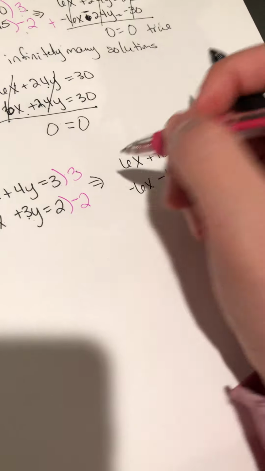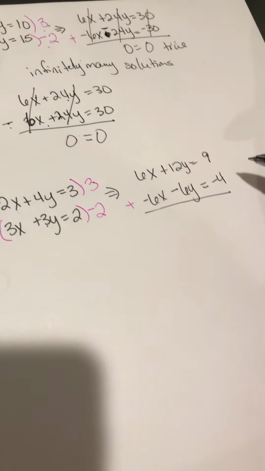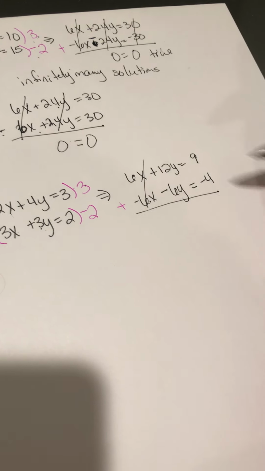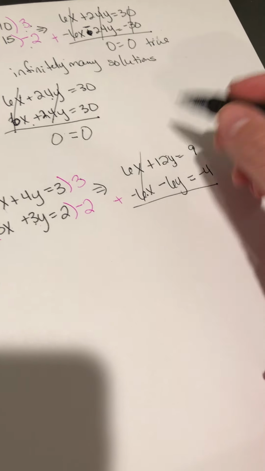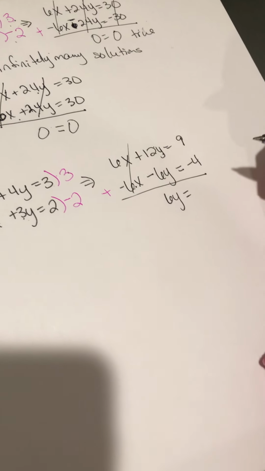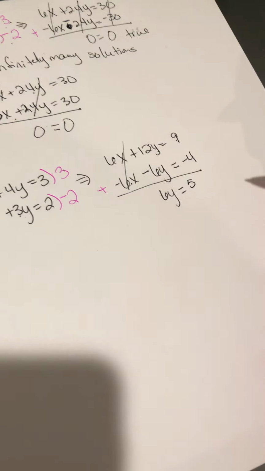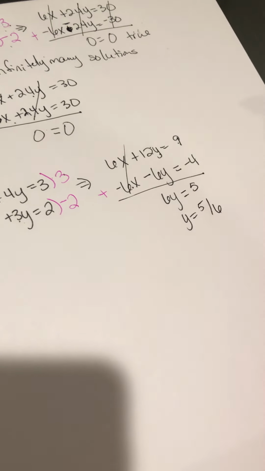Okay, so then I'm going to add, since I did multiply by the negative to get the opposite signs. 6x plus negative 6x is gone, which is what we wanted. 12y plus negative 6y, 12 minus 6 is 6, so 6y is equal to 9 plus negative 4, so 9 minus 4 is 5. So divide by 6, y is 5/6.